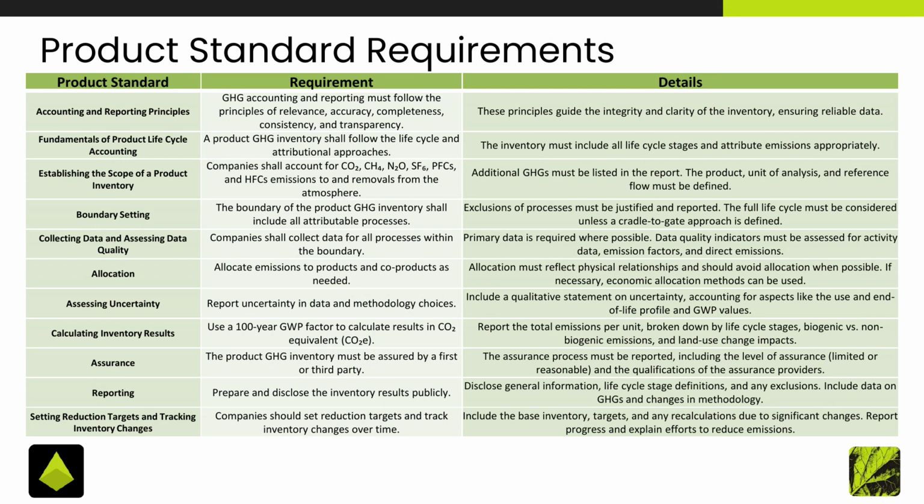The goal is to provide accurate insights by testing data and methods. Inventory results are calculated using a reliable framework, like the 100-year global warming potential factor for emissions. Set targets to compare reductions, track changes, and drive emission reductions. Let's ensure all these standards work together for robust sustainability efforts.